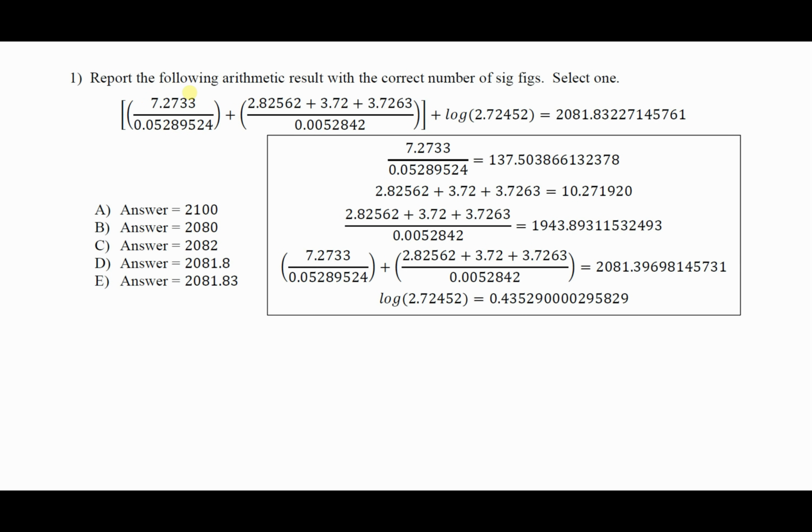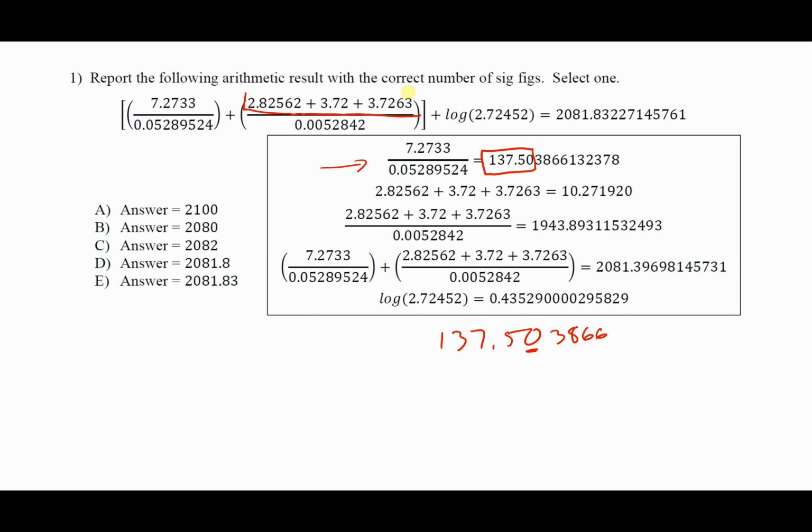First is division. We have 5 sig figs divided by 7 sig figs. So this has 5 sig figs. That's all that is significant for that number. So 137.50, where the 0 is our first uncertain number, 3, 8, 6, 6, etc. Let's look at the next one.